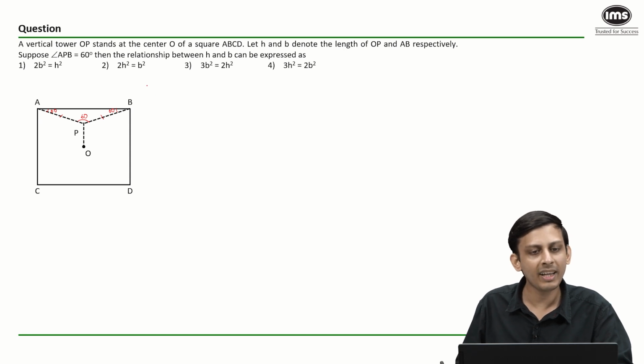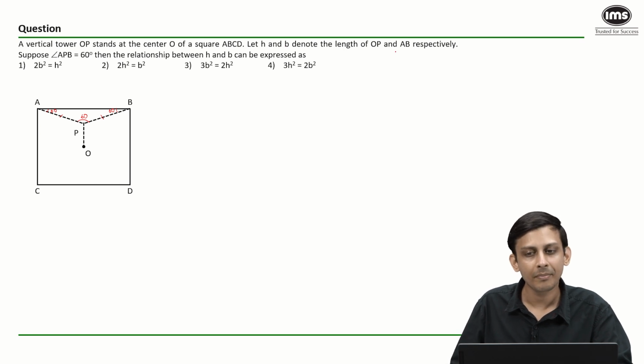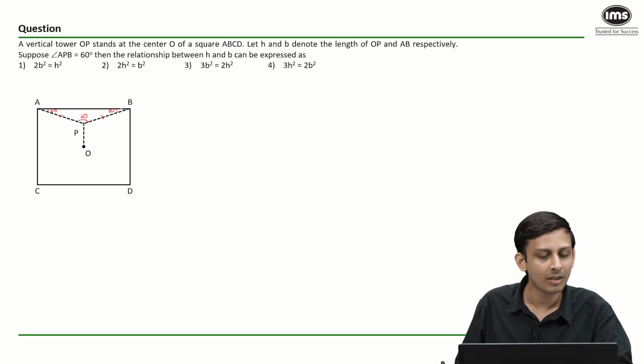Okay. Now what do we have? We have to find H and B. H is the length of OP. Fine. Now what is B? B is the length of AB. Okay, so let us try to find a relationship between H and B. So B is AB, which means B is the length of any side of the square. All the sides are the same. This will also be B.